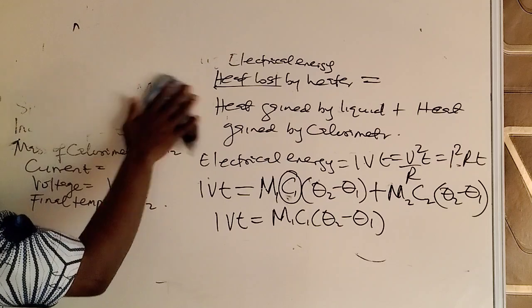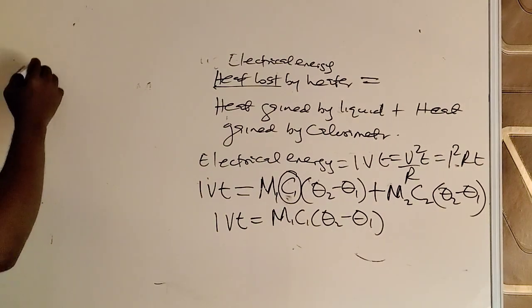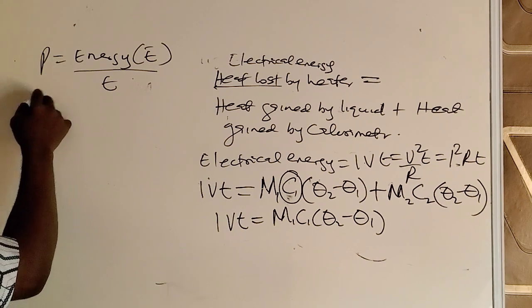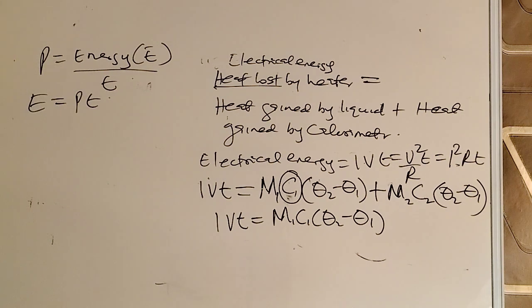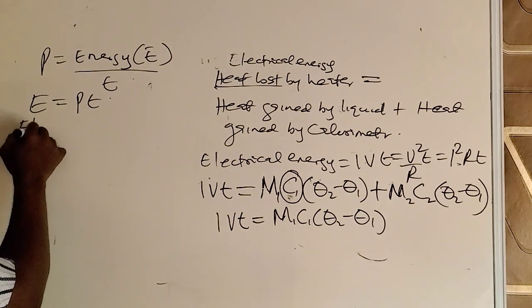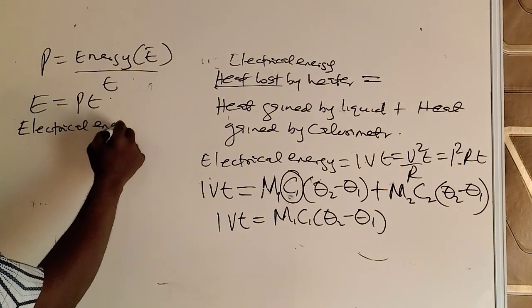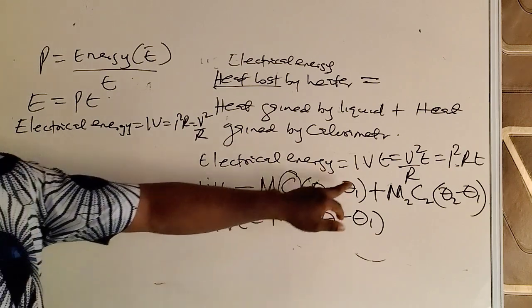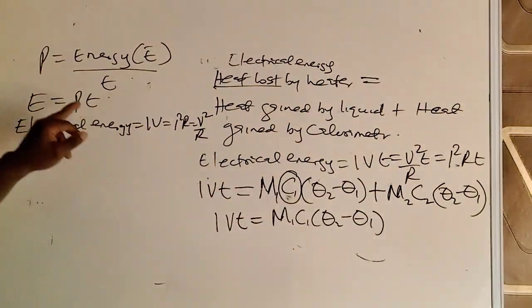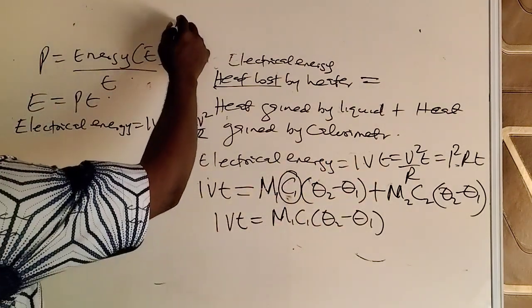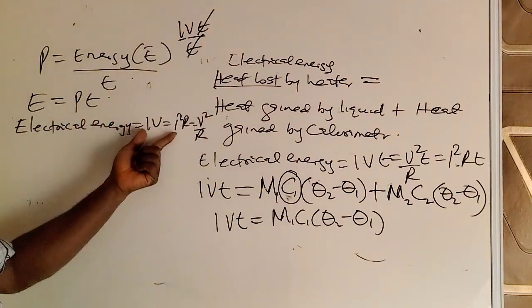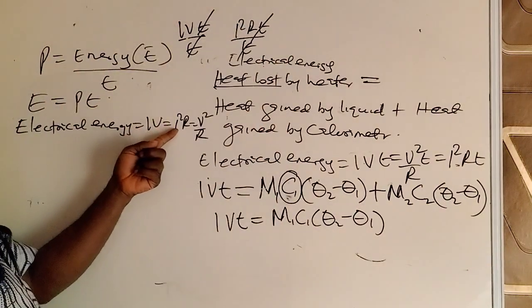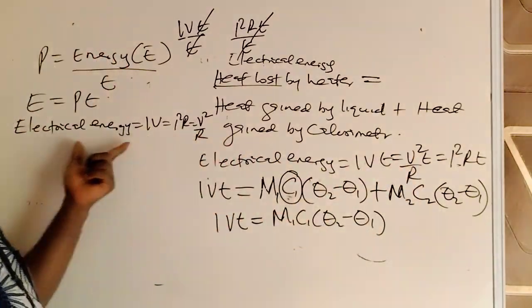Then, mind you, in physics we talk about power. Power is given by energy expended, E, over time. So that means energy is given by power times time. And electrical energy in physics is given by IVT or I squared RT or V squared T over R. That means if energy is IVT and power is energy over time, we divide IVT by time. The T cancels, and you get IV, which is power. Divide I squared RT, which is energy, by time, since power is energy over time, and you get I squared R. Divide this one also by time, you get V squared over R. So these are the formulas for power.